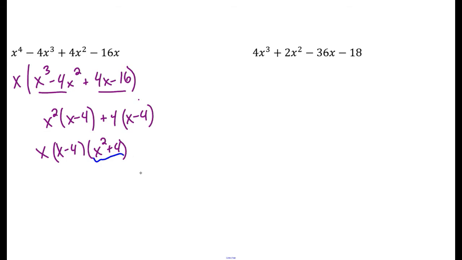Can I factor x squared plus 4? Not right now. It's the sum. I can only factor the difference of perfect squares, so we actually are done here. That's factored completely currently.